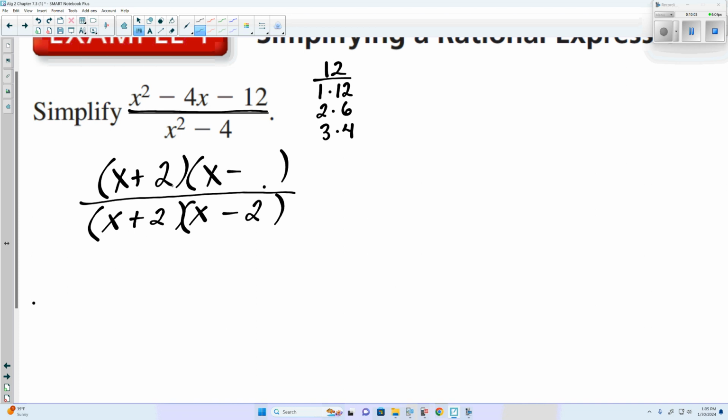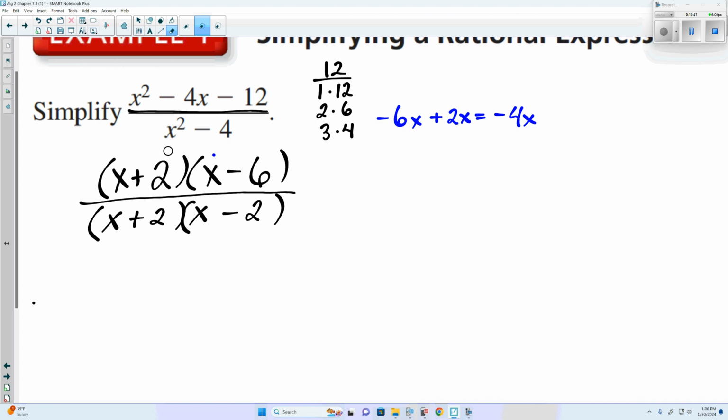Because if the 2 is with the plus, we do have an x plus 2 in common. If the 2 is with our minus, we'd have x minus 2 in common. Now, where do we want to put the 2 and where do we want to put the 6? Okay. And just like with our factoring, we can check this here. X times negative 6 is negative 6x. 2 times x would be plus 2x. And negative 6x plus 2x is negative 4x. Is that the middle term we wanted? Yes. Okay.